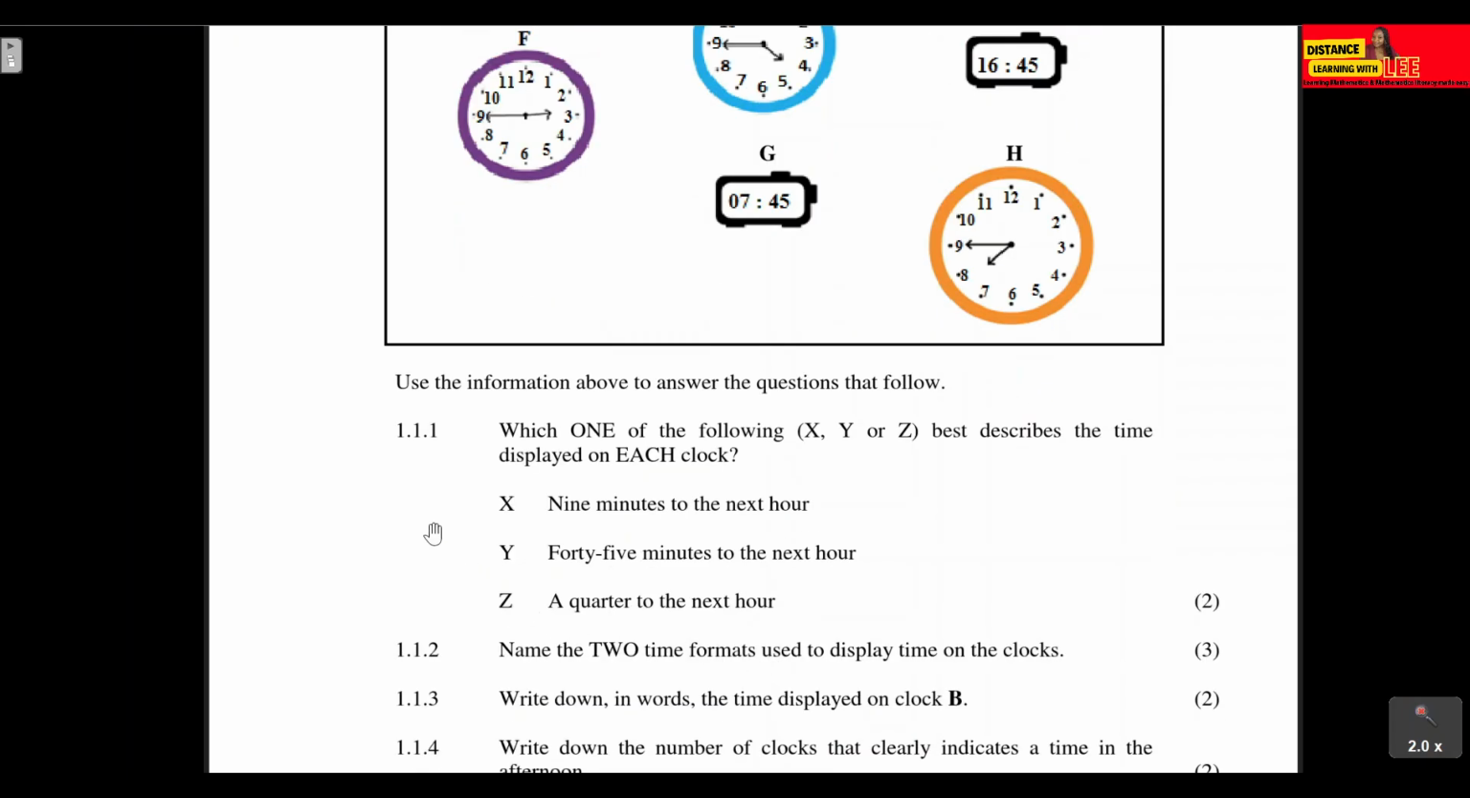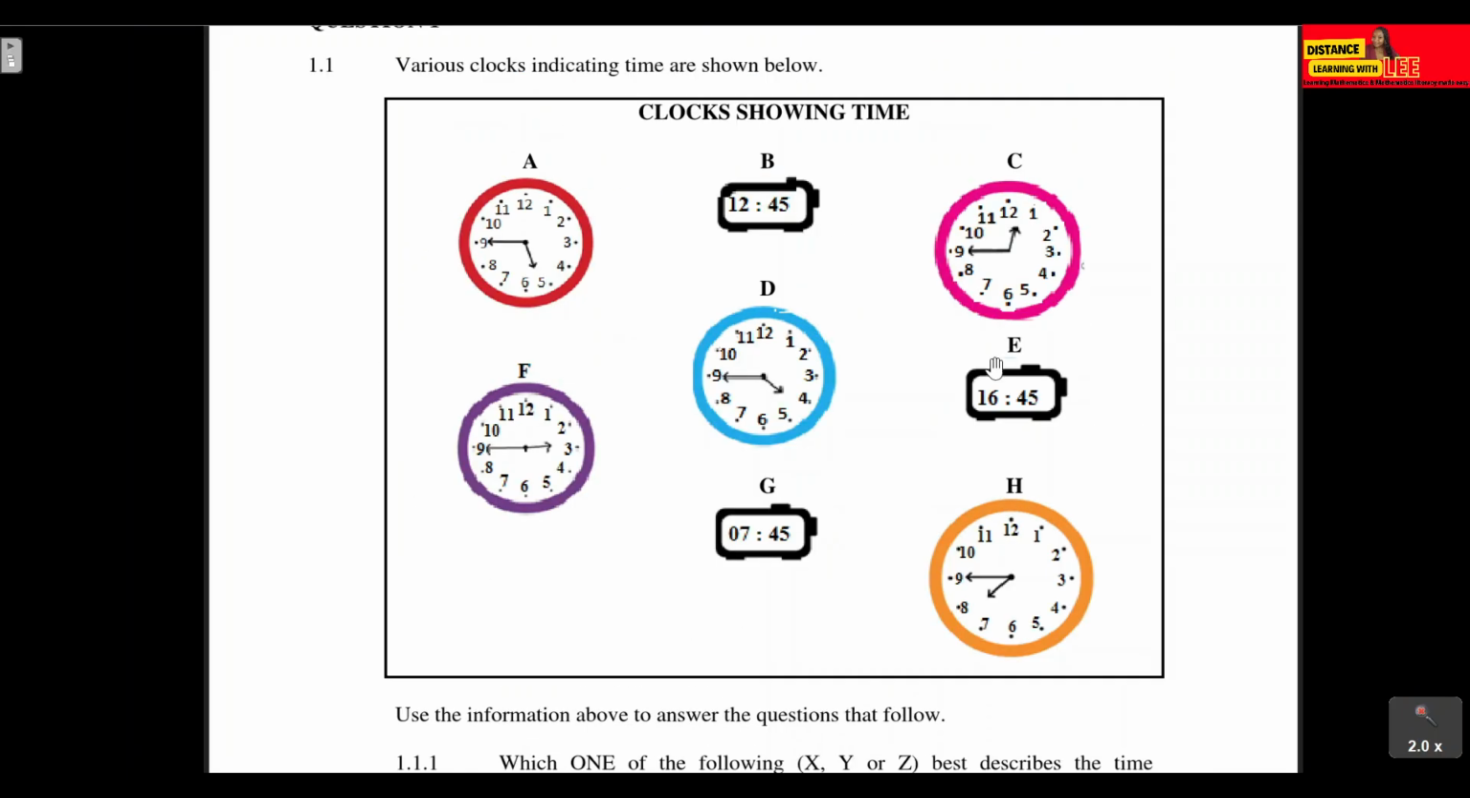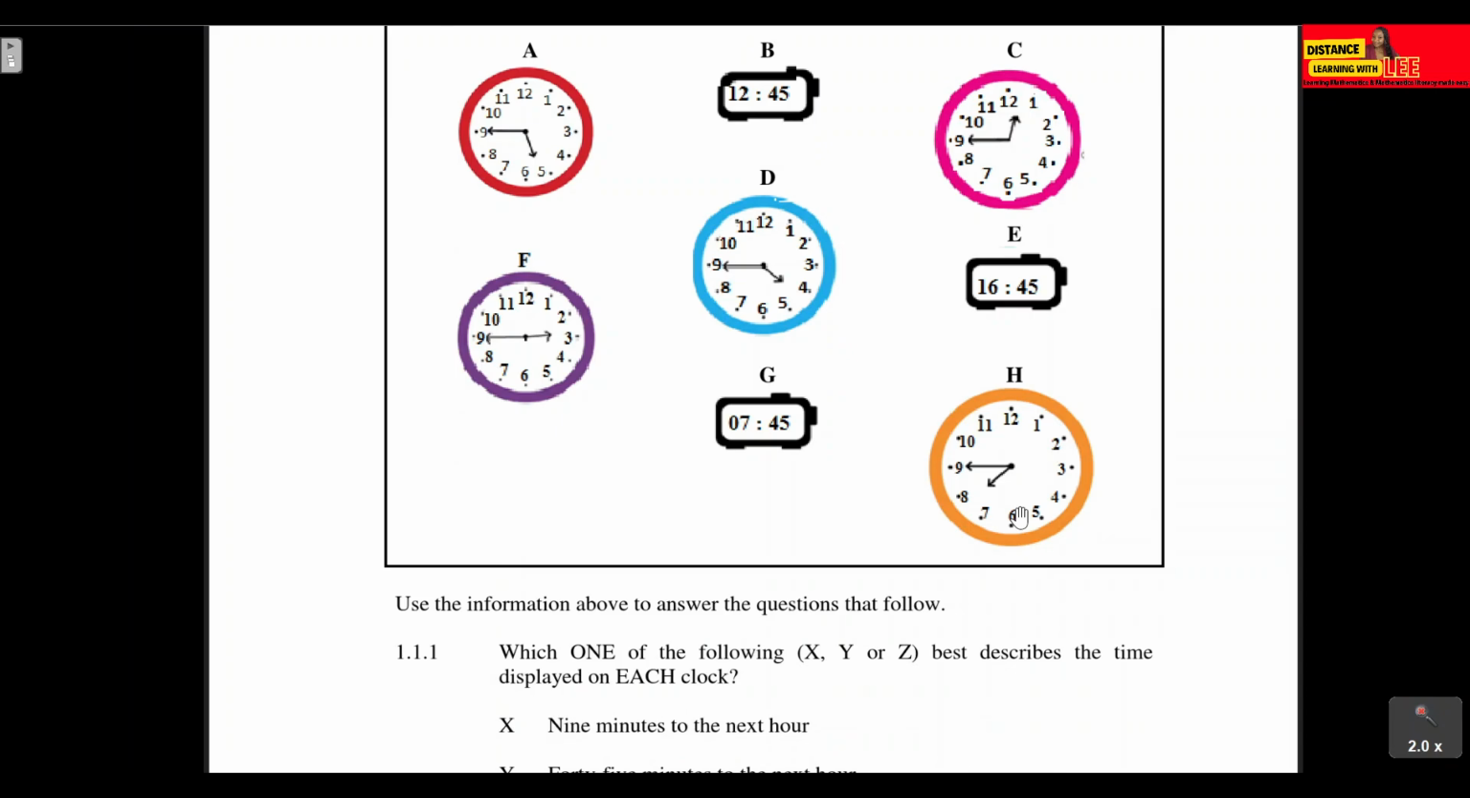Question 1.1.1: which one of the following, X, Y, or Z, best describes the time displayed on each clock? Is it X, 9 minutes to the next hour? Is it Y, 45 minutes to the next hour? Or is it Z, a quarter to the next hour? So when you have a look at all these 8 clocks that are given to us, which description best describes the time that is displayed on each of these clocks?